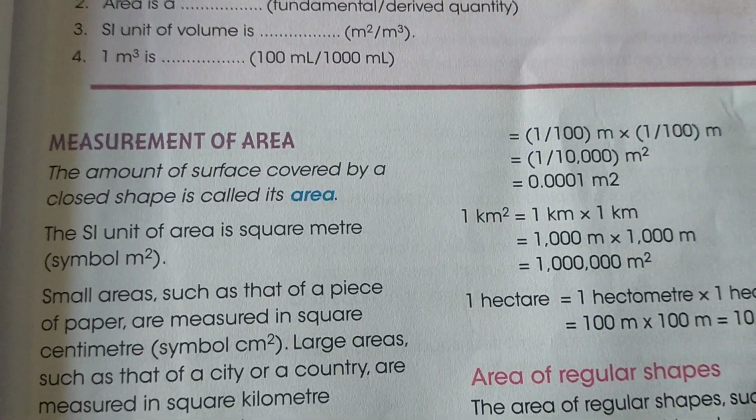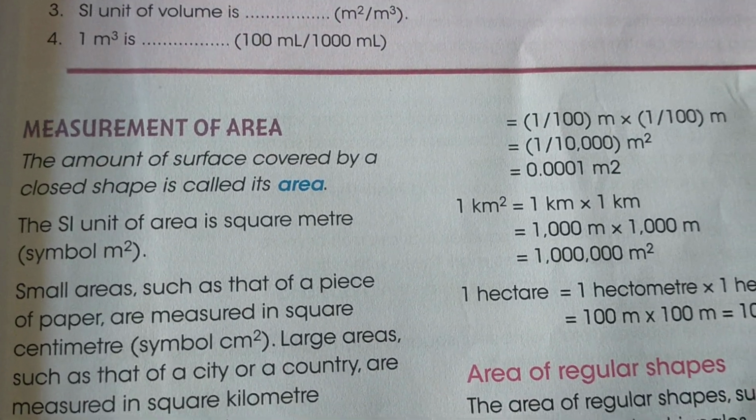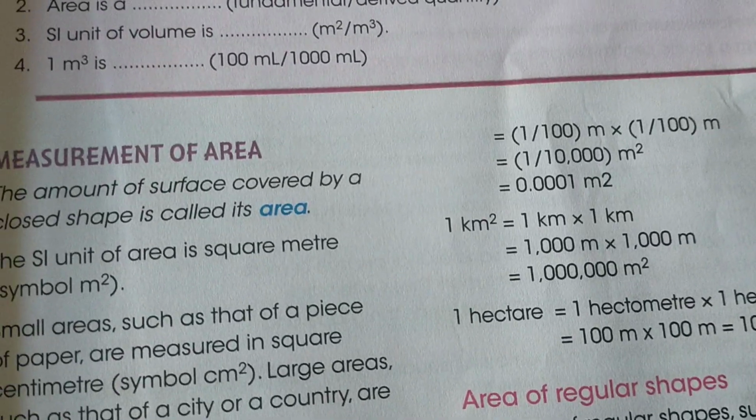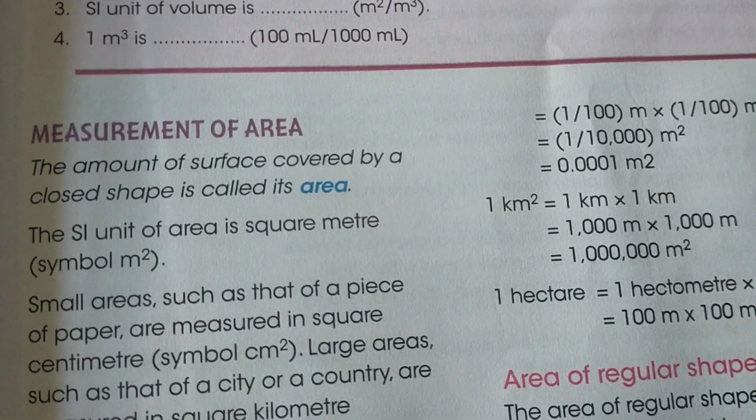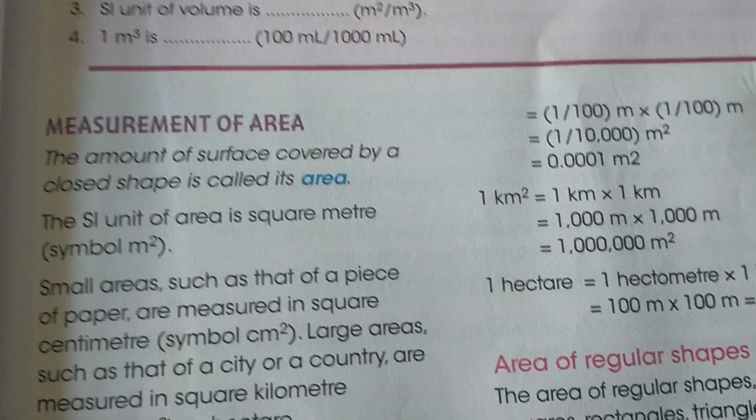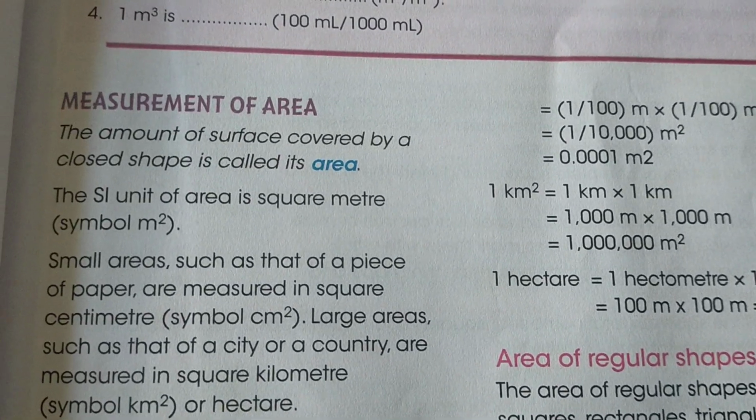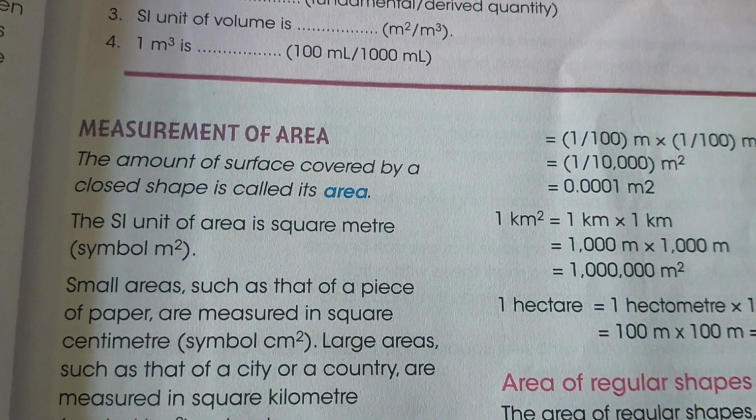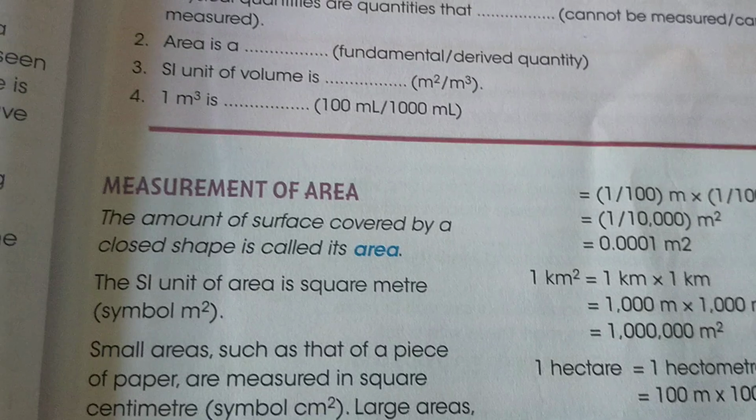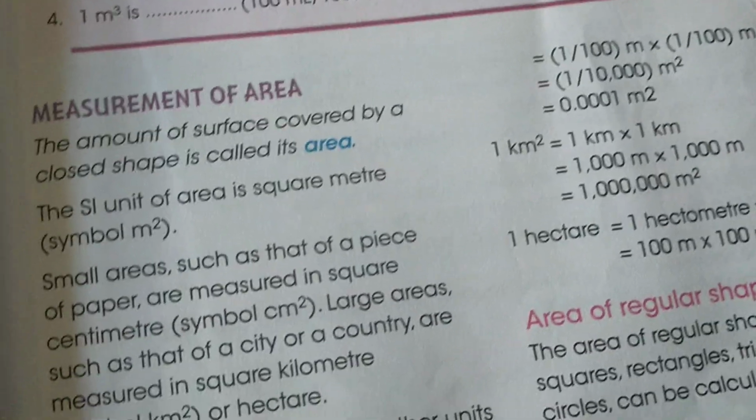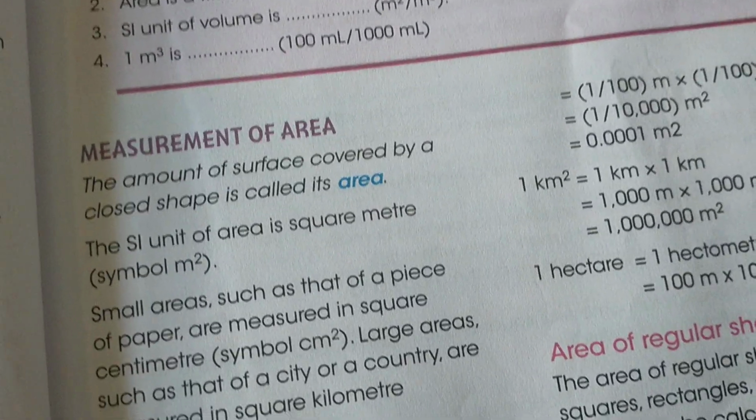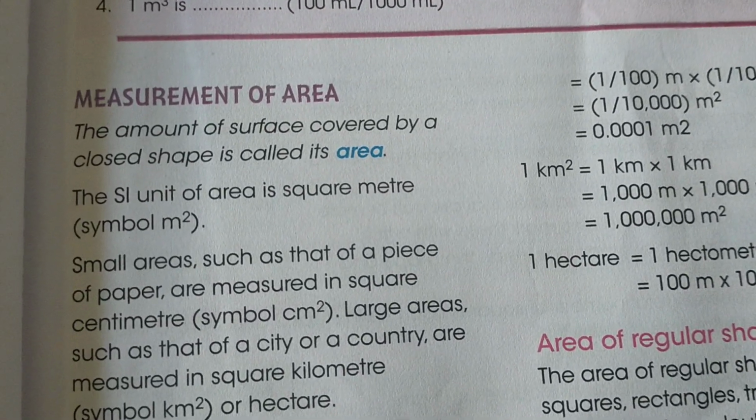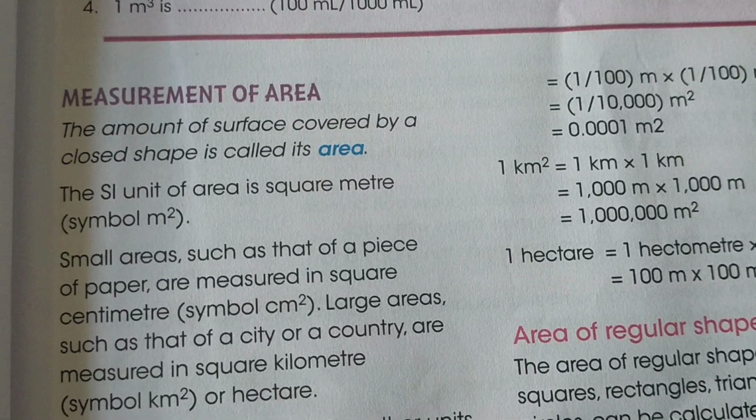Similarly, the next physical quantity we have is area. The amount of surface covered by a closed shape is called its area. So two things are there: one is occupied and one is covered. The amount of space covered by a closed shape is called its area, but the amount of space occupied by an object is called its volume. Generally for volume we calculate how much liquid has occupied the container, or how much space is occupied by that object.